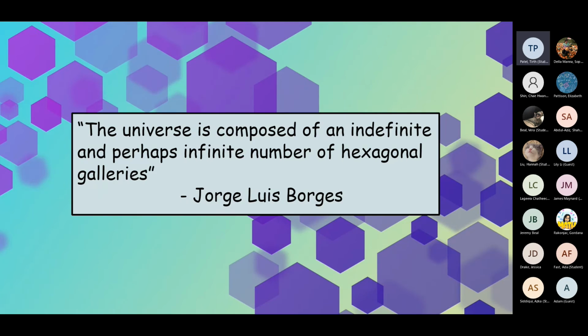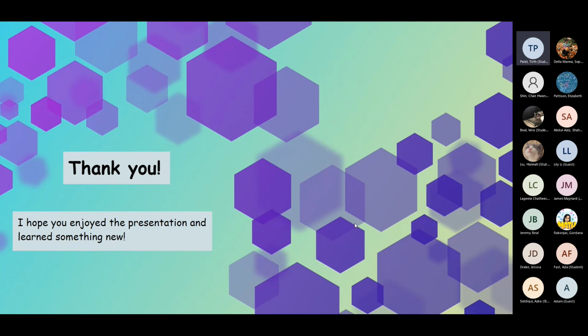This is a quote by Jorge Luis Borges, and his quote was, "The universe is composed of an indefinite and perhaps an infinite number of hexagonal galleries." And it's cool because he was not a mathematician, but a story writer. In his short story, The Library of Babel, he described his library as hexagons to evoke the sense of balance and perfection, which is pretty cool to see, how hexagons aren't only applied in math, but in literature. And thank you, and I hope you learned something new.